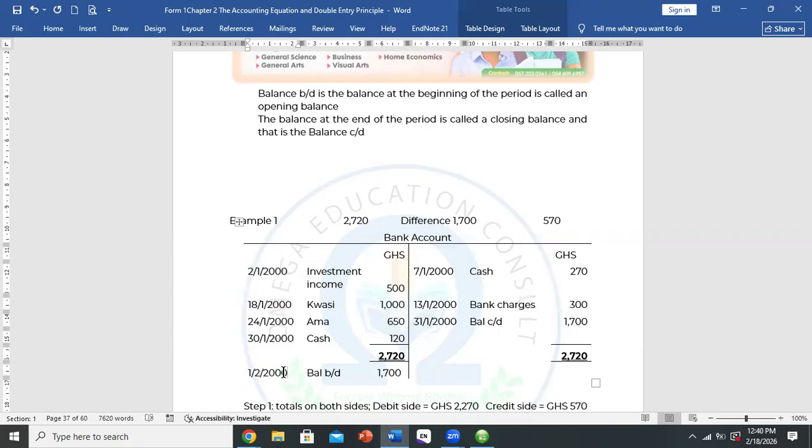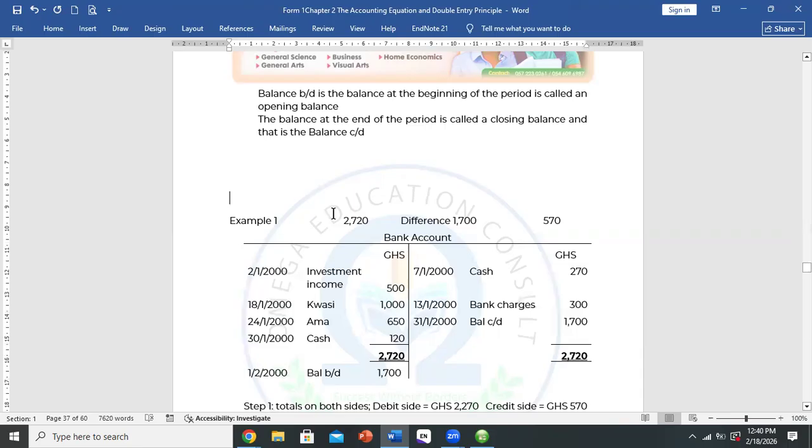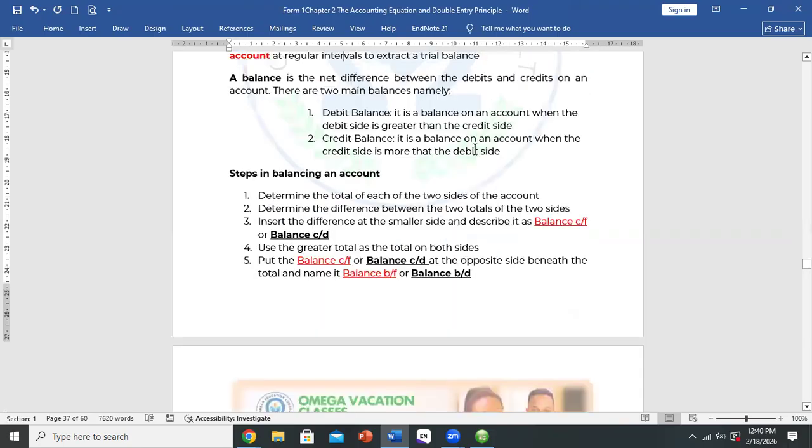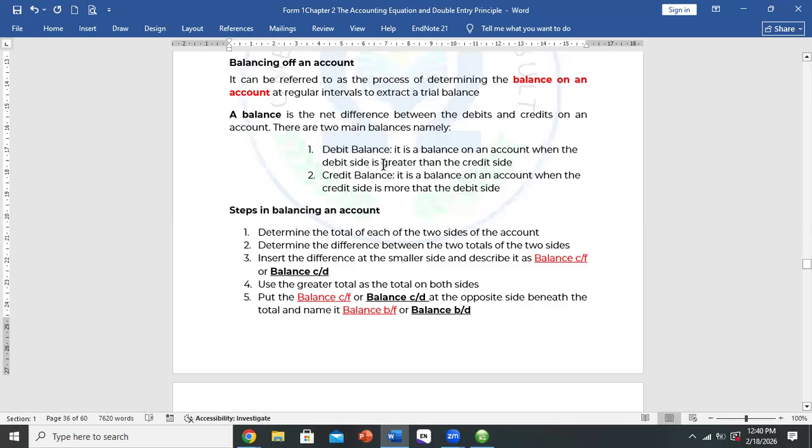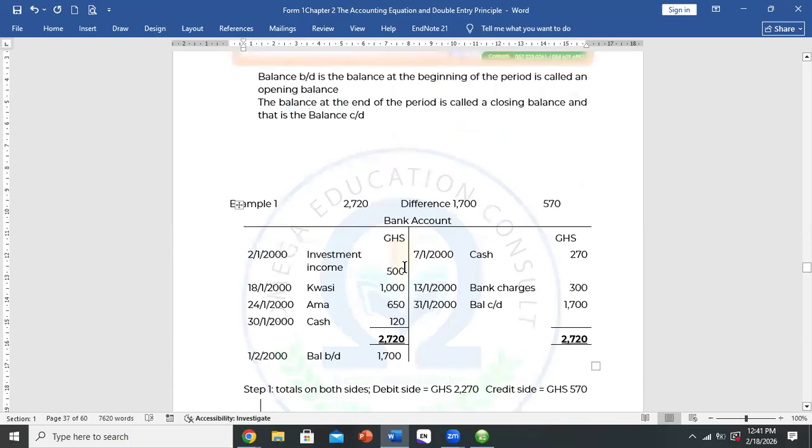We have balanced this bank account. Anytime you balance an account, you either get a debit balance or a credit balance, as we saw earlier. A debit balance is where the debit side is greater than the credit side, and a credit balance is where the credit side is greater than the debit side. With this knowledge, I asked what balance your bank account here has. A few people said debit, and somebody said there's no balance. So now I think you are comfortable to respond to the question.